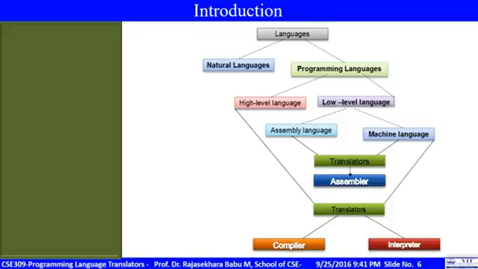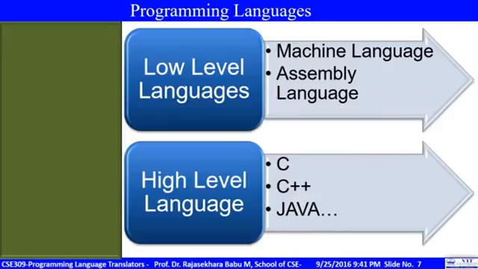This is a broad categorization of the various languages: natural languages and programming languages, further divided into high level languages and low level languages. An example for low level languages is the processor assembly languages. There are many processors, and the languages used for these processors are low level languages. High level languages such as C, C++, Java, all these are high level languages.